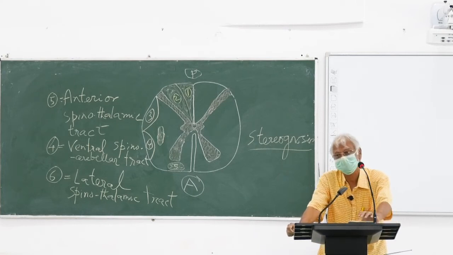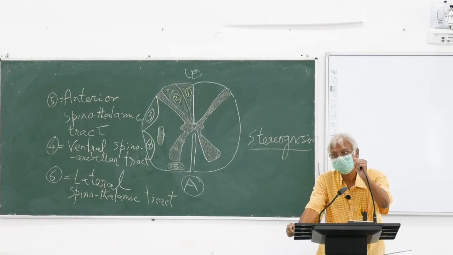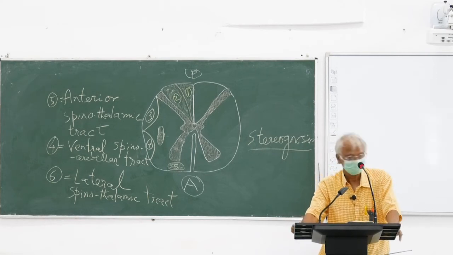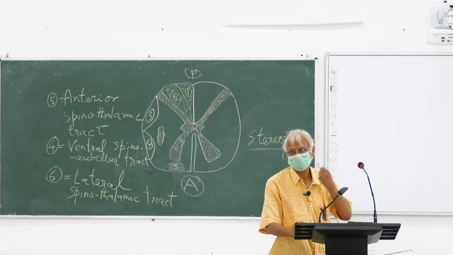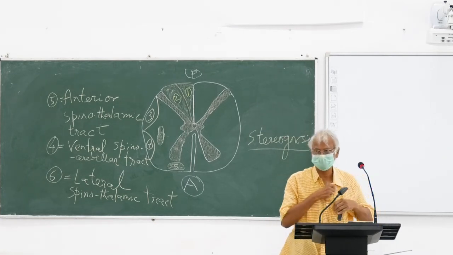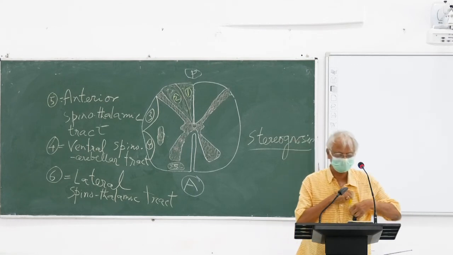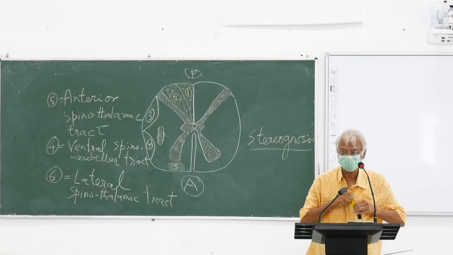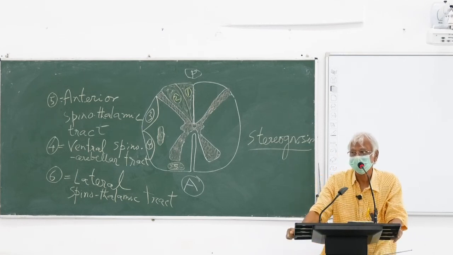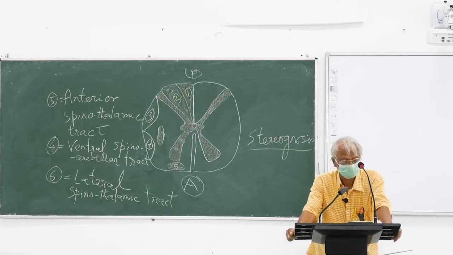Then only you can say this is a duster, this is a microphone, this is a table or something like that, this is a pen, etc. Without seeing. If you see, immediately you will say it is a pen. But if you can understand by feeling, then we call it stereognosis.